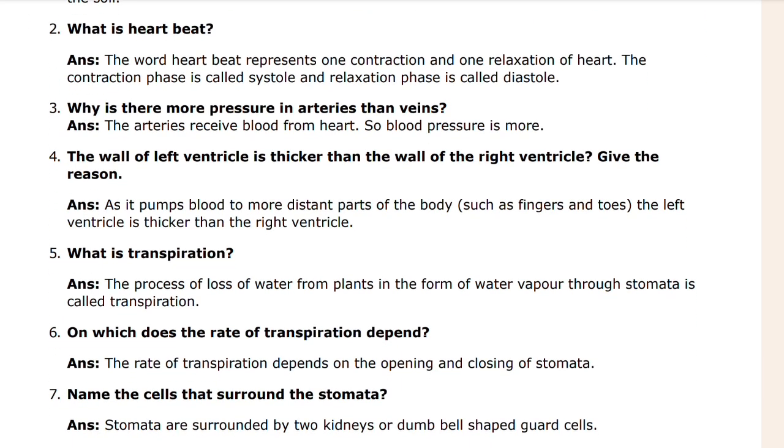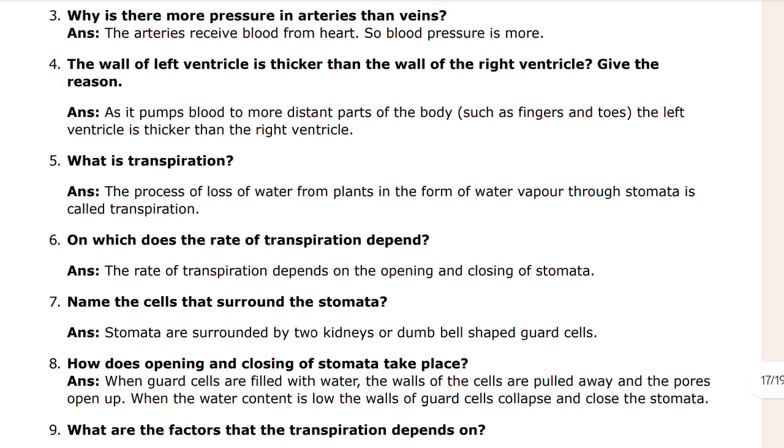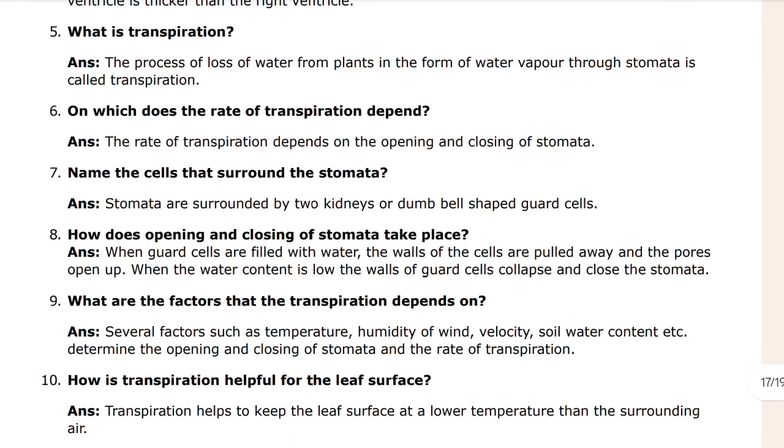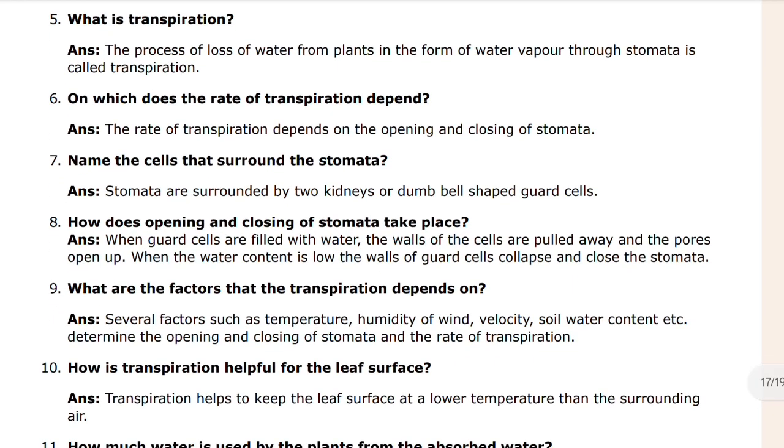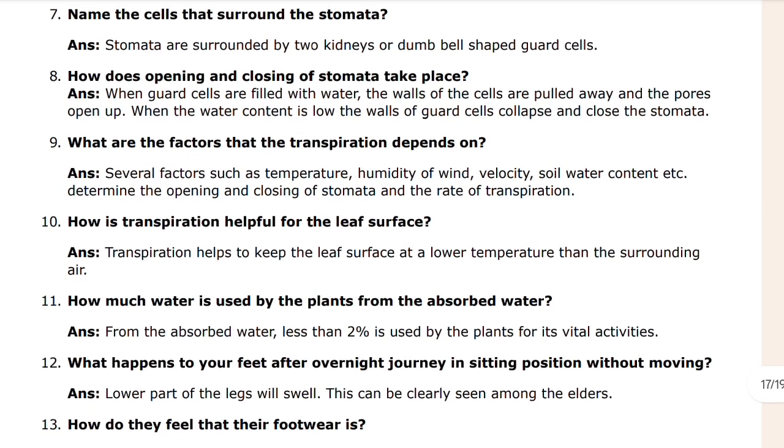Once my teacher asked one of my classmates, what is the heartbeat? He said that whenever the beating is started, that is called a heartbeat. He thought this was a proper definition of the heart, but actually it is not like that.